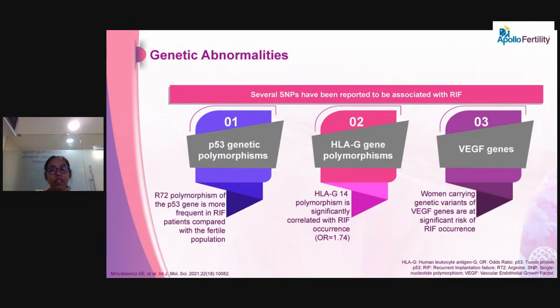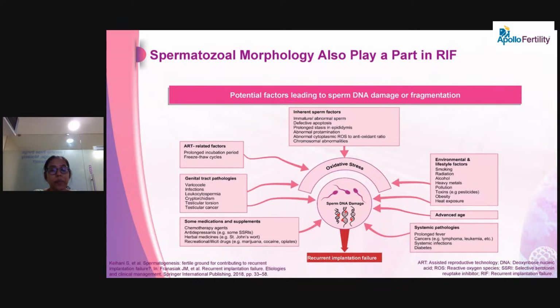Next, going to the genetic abnormalities. Several SNPs have been reported to be associated with recurrent implantation failure. Some of the most common ones are HLA gene polymorphisms, VEGF gene polymorphisms, and P53 gene polymorphism. All these have been found to be associated with recurrent implantation failure.